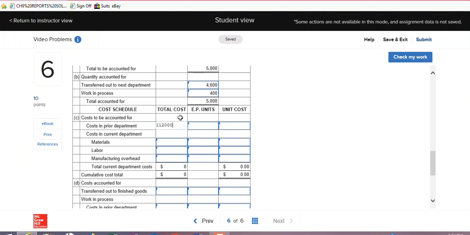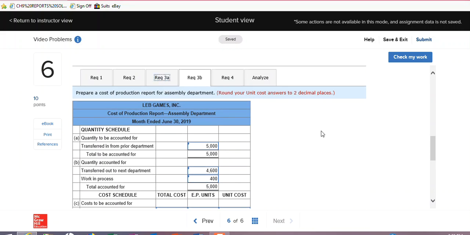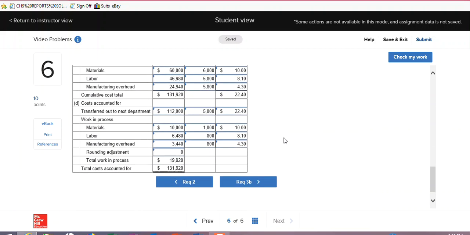So that was $112,000 that we got transferred in, and that was for 5,000 units, which was $22.40 a unit. So that's the cost we had off the get-go. That's what we inherited. Now we're going to do the materials, labor, and overhead. So we go back to the previous chart, look at your fabricating part. Here's your materials, your labor, and overhead that you're accounting for.